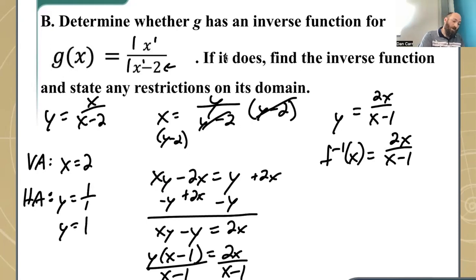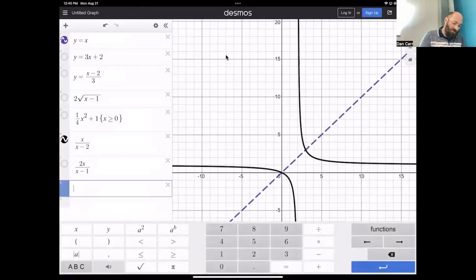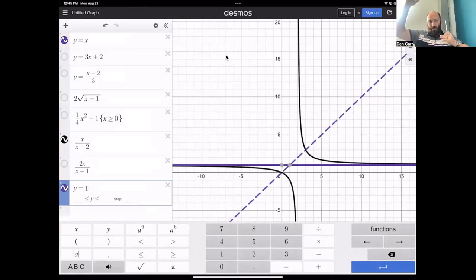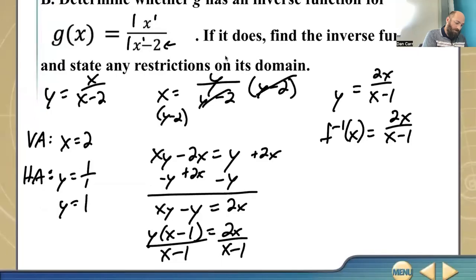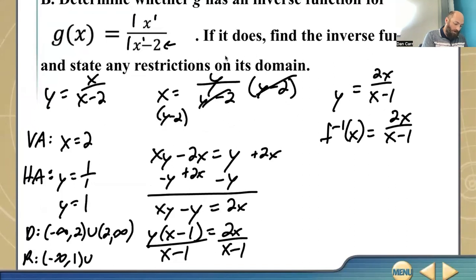That horizontal asymptote is important because when I go back to my graph, you can see I just graphed y equals 1. The graph is going to approach it from both the top and bottom, but it's never going to cross that. So if I look at my domains and my ranges for this first one, the domain of the original function is going to be everything except 2. So I can say it's negative infinity to 2, union 2 to infinity. For my range, it's negative infinity to 1, union 1 to infinity. Okay, so those are my domain and range for the original function.